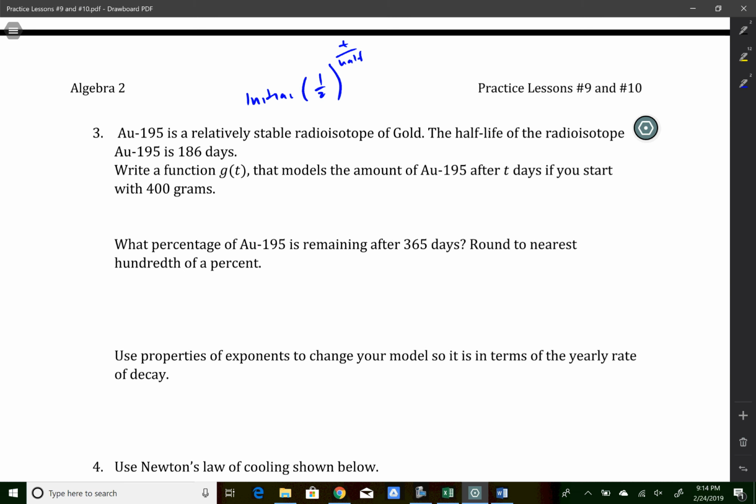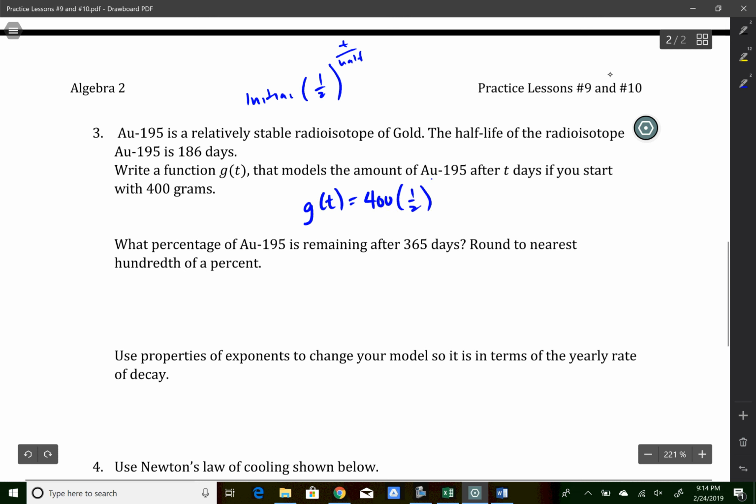So AU-195 is a type of gold that actually decays in 186 days. It's kind of like an isotope. We have this half-life happening in 186 days, and we're starting with 400 grams. So we could say G of T is equal to 400 grams times 1/2, all to the T divided by 186 for the number of days it takes. Only thing we really have to be careful of here is to make sure that the half-life and the model match in terms of time.